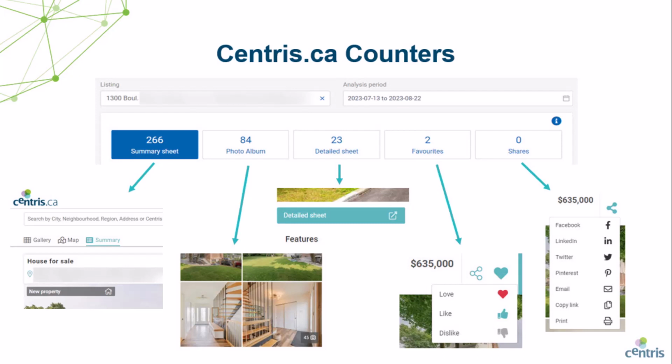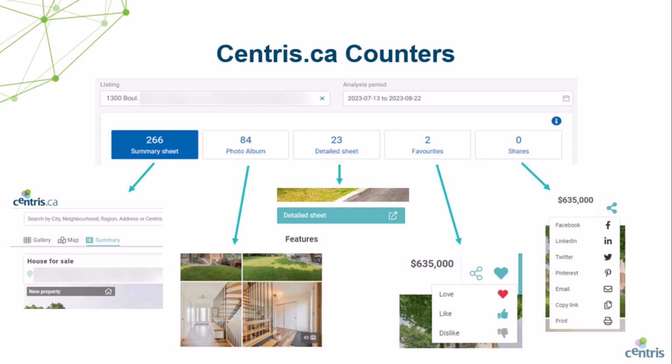Okay, so that's counting how many people reached out, and then how many people added them to their favorites, and then how many people shared. So how many people shared your listing on social media or via email. Okay, so this tool is really to monitor the general activity of your ad on Centris.ca.